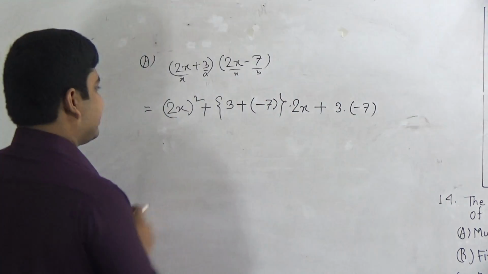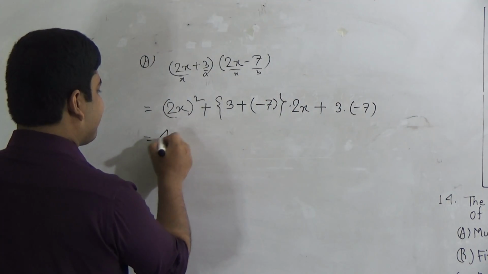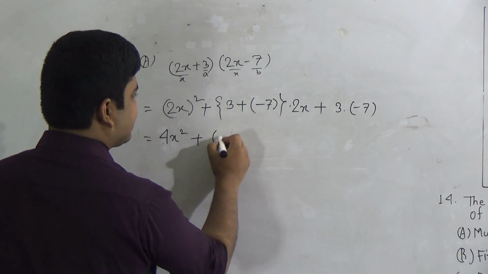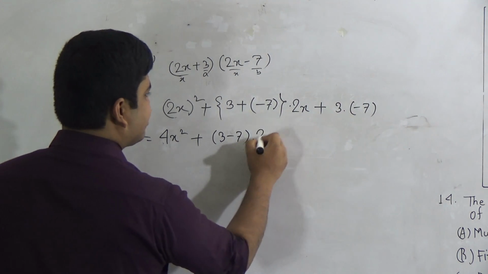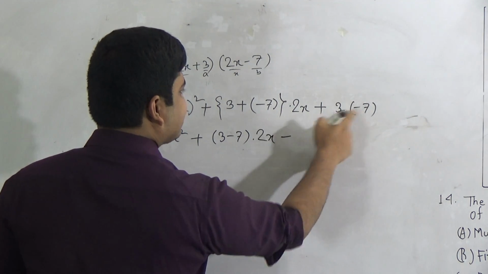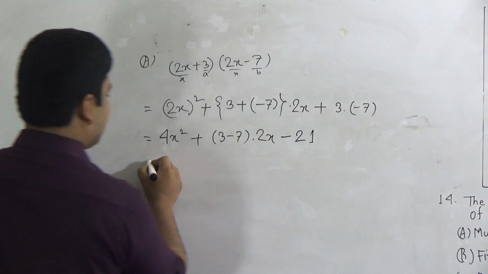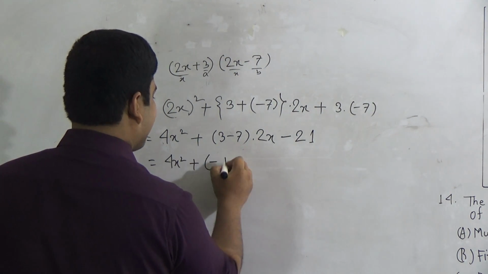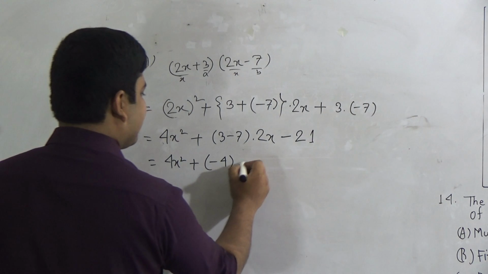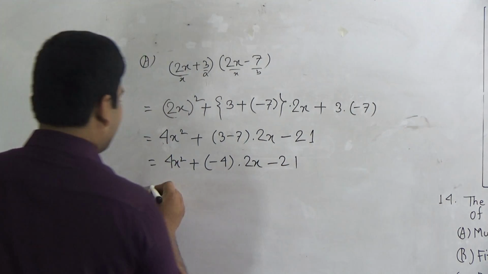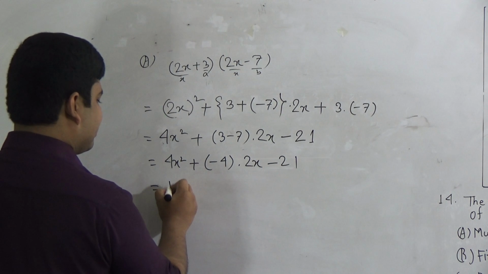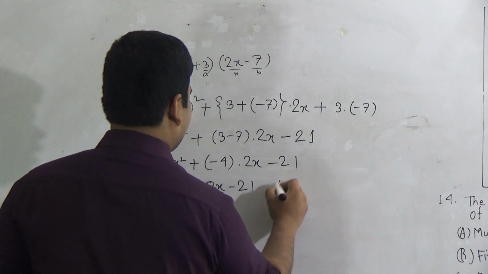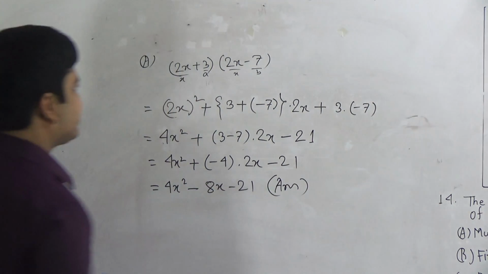Okay, now we do the calculation. 2x square means 2 twos are 4, x square, plus 3 plus minus 7, that means 3 minus 7, into 2x, plus minus, 3 sevens are 21. 4x square plus 3 minus 7, that means minus 4, into 2x minus 21. My dear students, this minus and plus, it will be minus 4 twos are 8x minus 21, and this is the answer of this question. Do you understand?